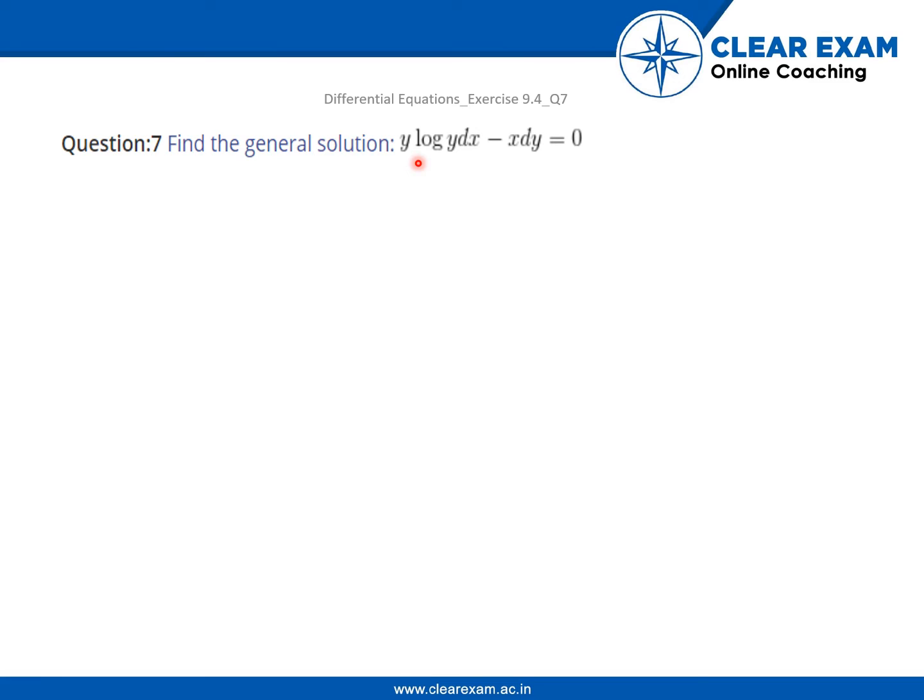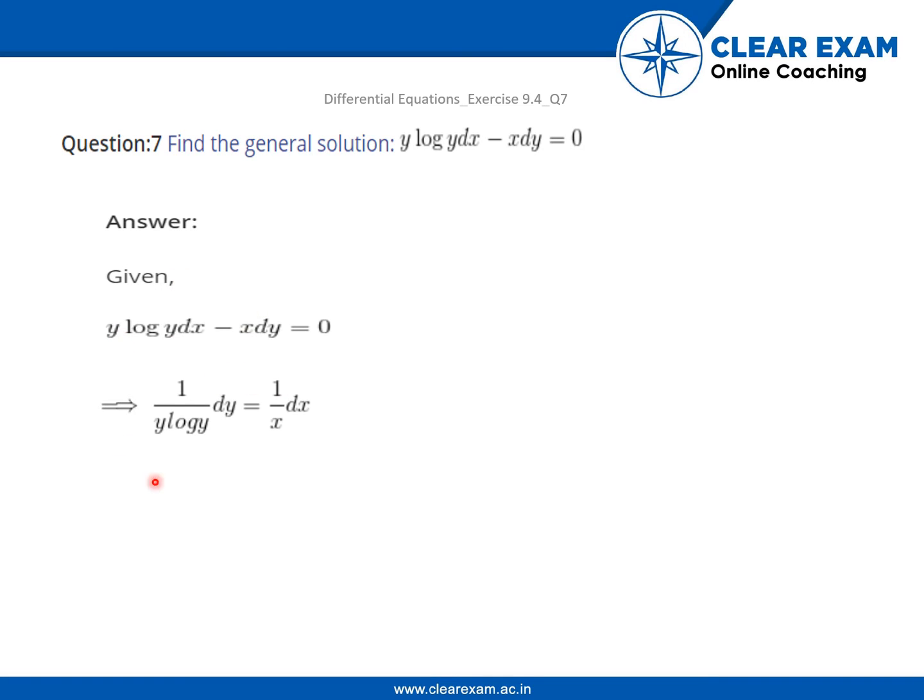Find the general solution. y log y dx minus x dy is equal to 0. So this is the given equation. What we do is we put dy on the right hand side, and put y log y on the right hand side as well, that is, it will go in the denominator. We bring x to the denominator as well and keep dx on the left hand side only.